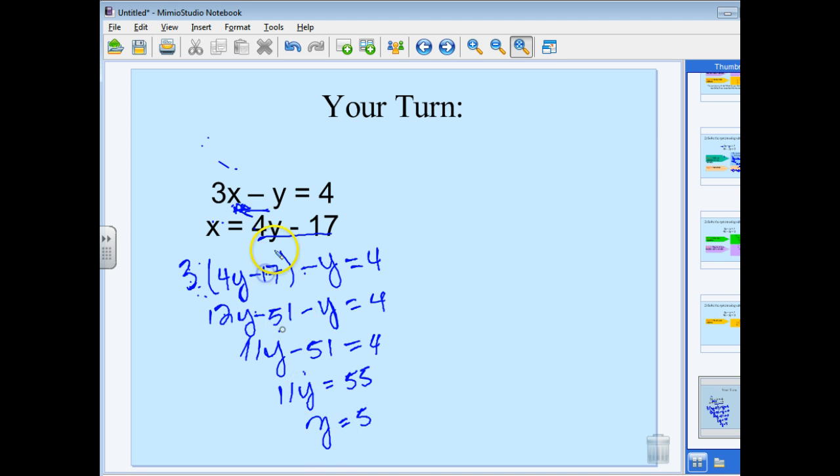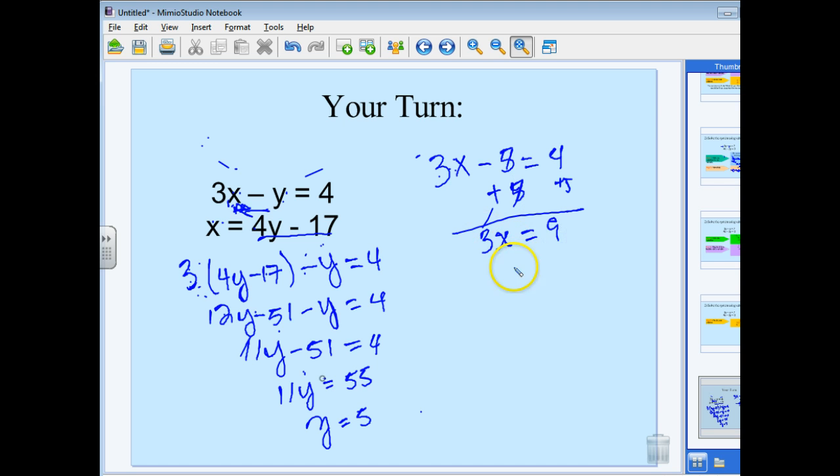So now that we know what y is, we can take y and plug it into any of those equations to get x. Let's plug it in here, on the first equation, so we get 3x minus 5 is equal to 4. Add 5 on both sides. We get 3x is equal to 9, and x is equal to 3. So our solution is 3 comma 5.